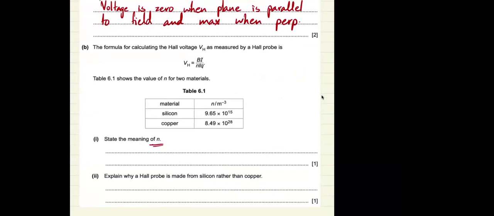Explain why a Hall probe is made from silicon rather than copper. So silicon has a lower number density. Lower number density leads to a larger and more measurable Hall voltage value.